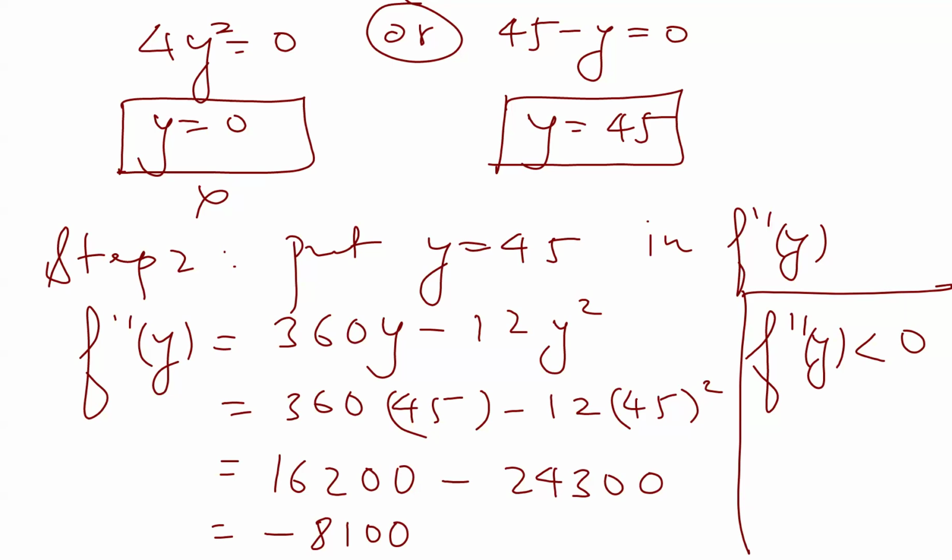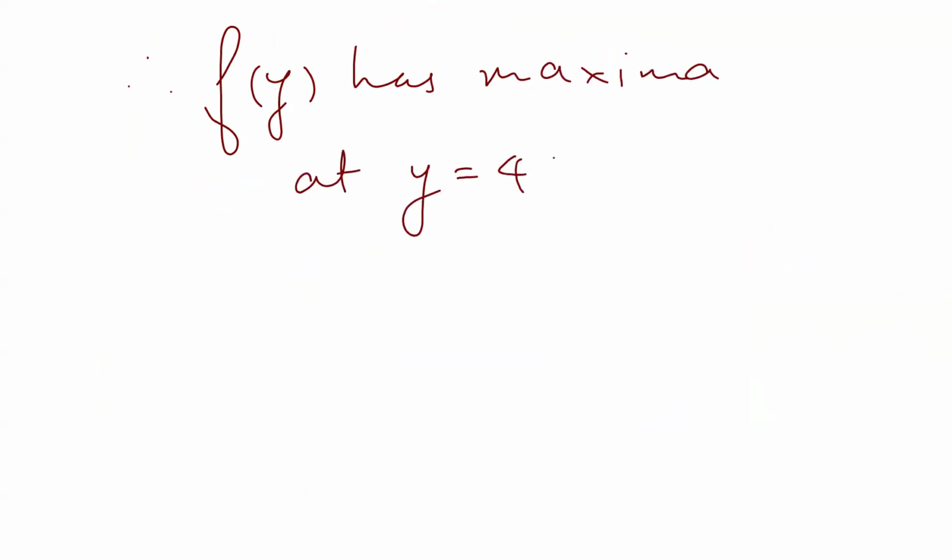Okay, so we'll write f double dash y is less than 0. Therefore, f of y has a maximum at y equal to 45. Okay, we don't have to find out the maximum value. We just have to prove it is maximum. The maximum value is not asked, so there is no need to put this y in f of y.